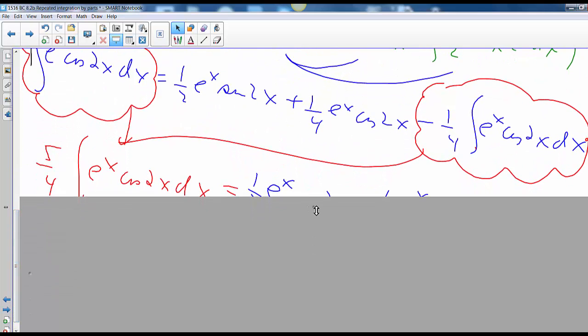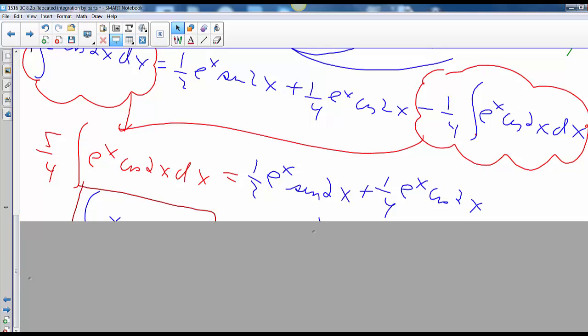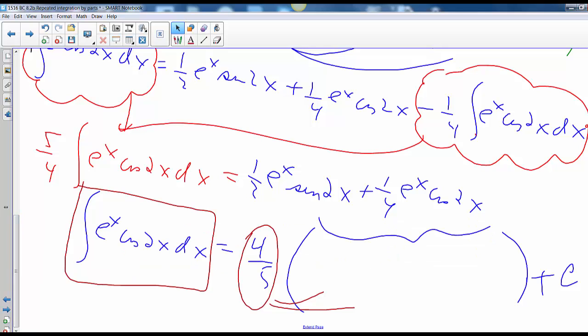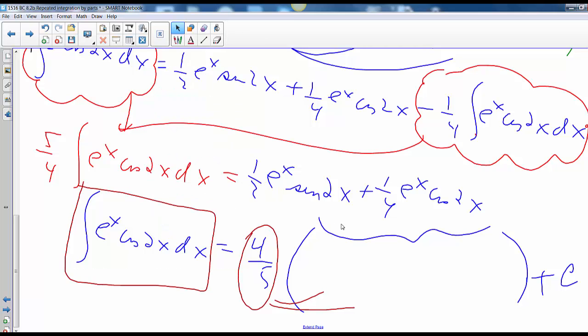Then I'm left with all the rest of this, which is this 1/2 e to the x sine 2x plus 1/4 e to the x cos 2x. And now I can multiply both sides by 4/5, and lo and behold, by doing that, I find out that the original integral I was given is equal to 4/5 times this expression plus c. So it is a little tricky.